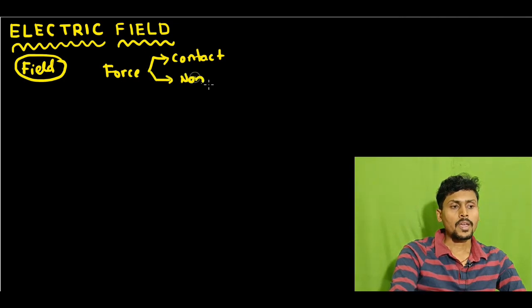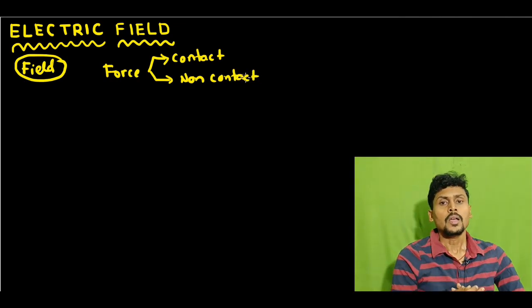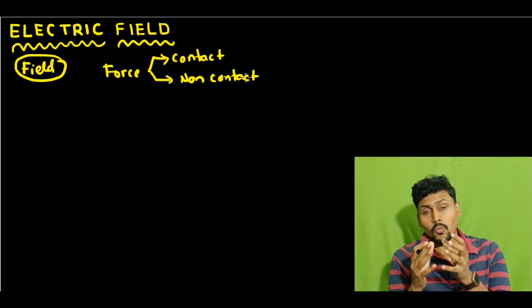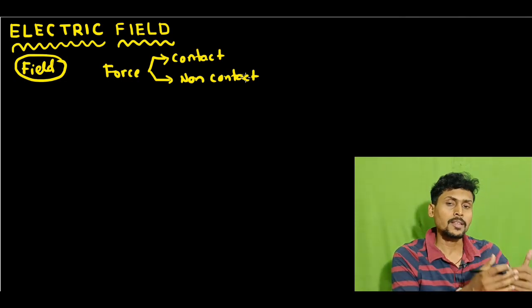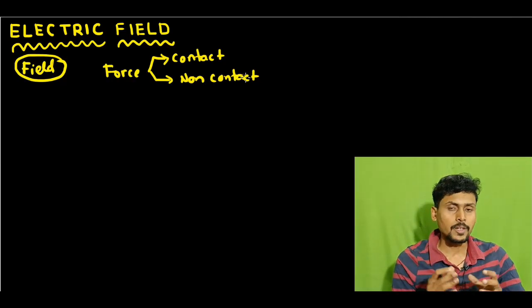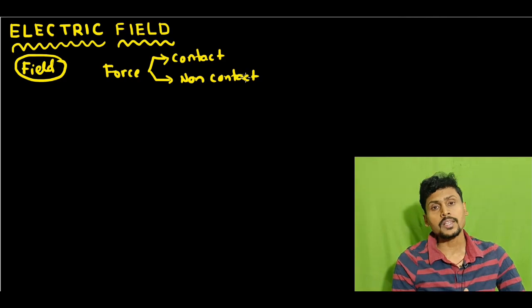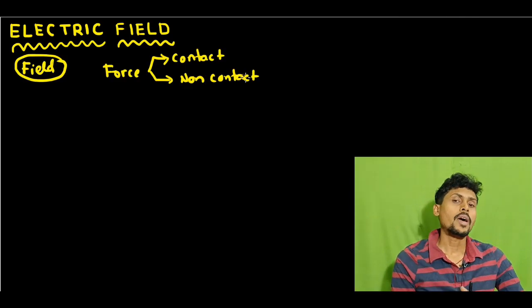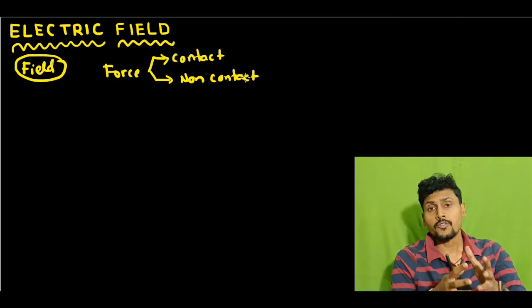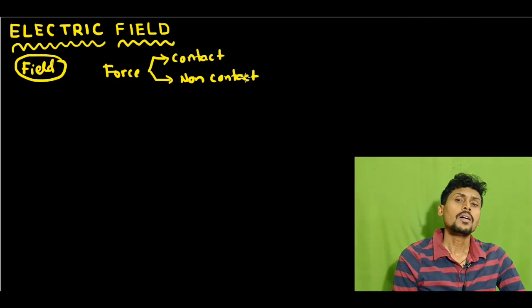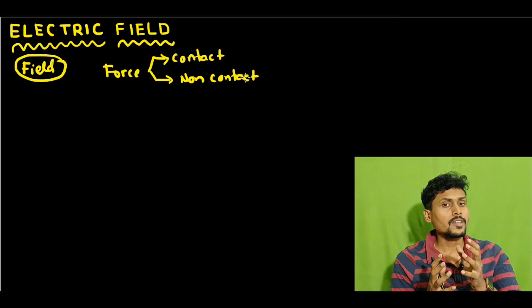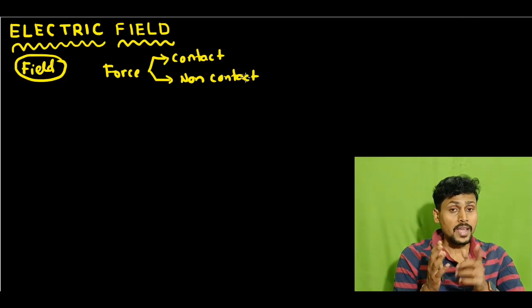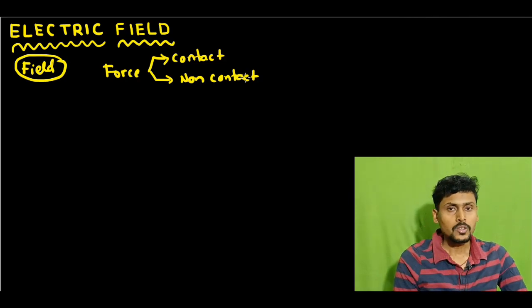Is that clear? Now tell me what is the difference between contact and non-contact forces. When one body exerts a force on another body, if there is a physical contact between the two bodies, then that force is said to be a contact force. For example, suppose I am pulling an object, or pushing an object, or kicking a football. In all these cases, I am touching the object. So there is a physical contact between the two objects, and that's why we can exert the force. These types of forces are known as contact forces.